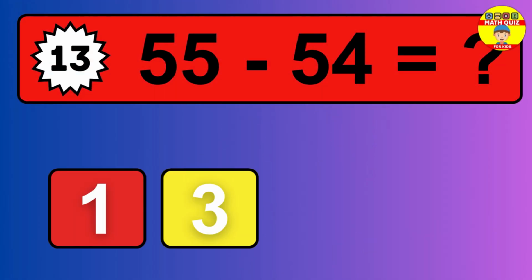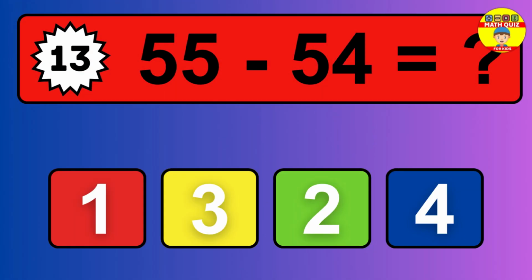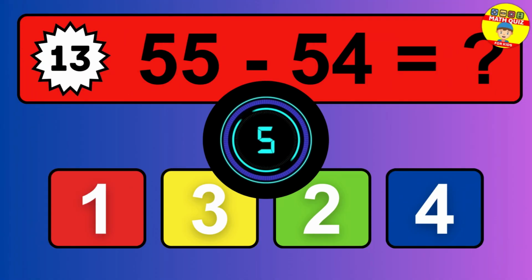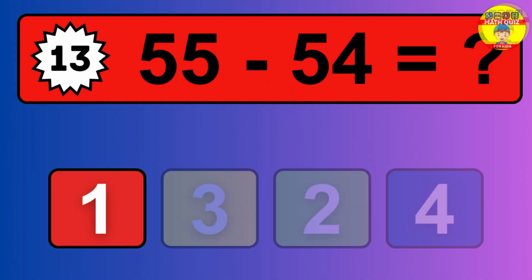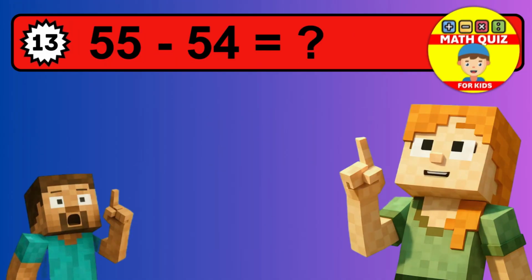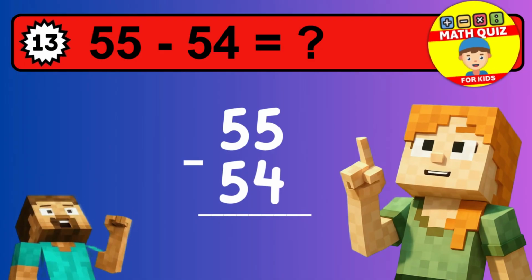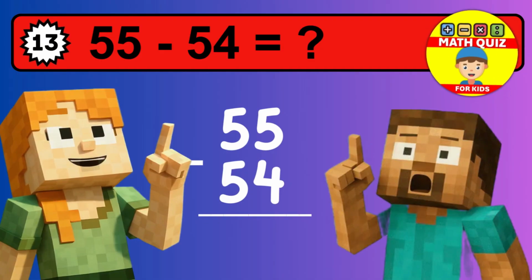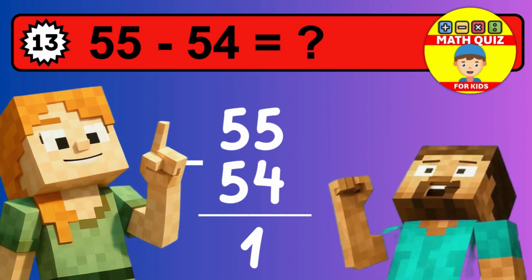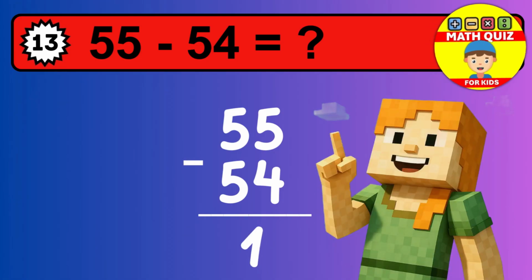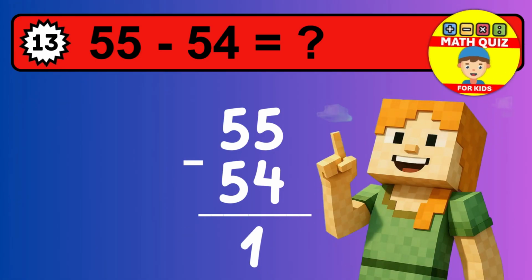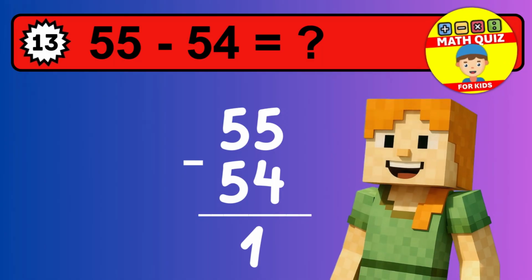What is 55 minus 54? Time to think. Let's solve this step by step. We start with the units. 5 minus 4 is 1. Then we go to the tens. 5 minus 5 is 0. The final answer is 1.